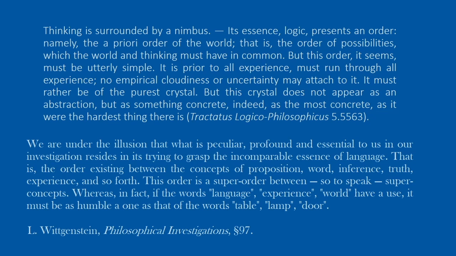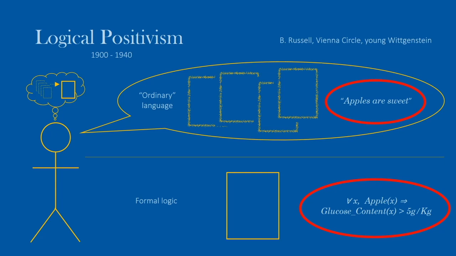Right? So basically, this is like a manifesto of logical positivism. It says that underlying language, which is imperfect, you have something which is perfect, like a crystal, and it is formal logic. The people believed that you could replace language, like apples are sweet, with a formal representation, like for whatever X, apple of X implies glucose content, spirit. The entire world could be represented like this. So the whole logical positivist project was to replace language with something like this. And they really tried to do it.